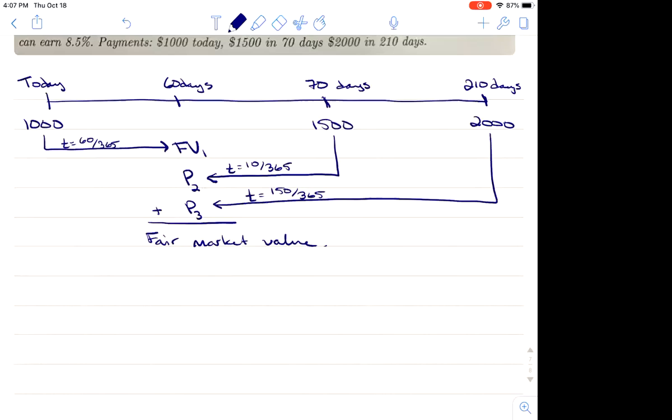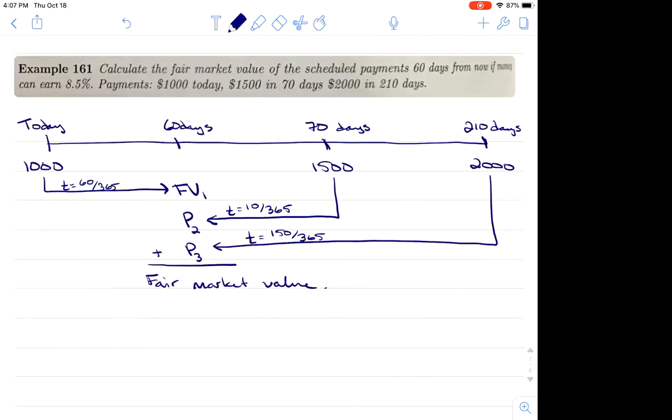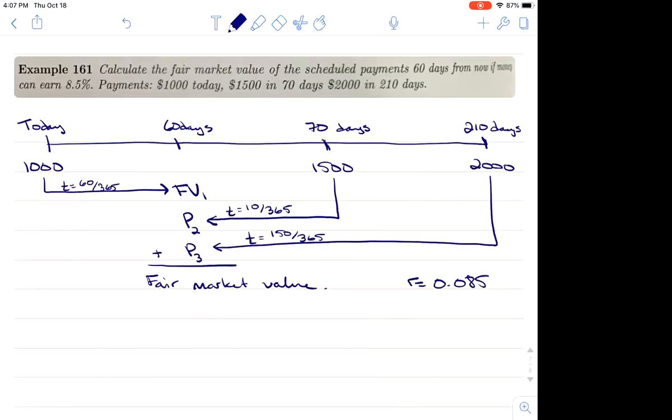That's one thing to keep in mind: even though we've got these 70 and 210, those aren't the T, those are the days from today, not the length of the arrow. The T has to be the length of the arrow. And we've got the same rate for all of these, so I'll just jot it down here, 0.085. So this is our complete timeline. Nice. It's beautiful. Let's get to work.